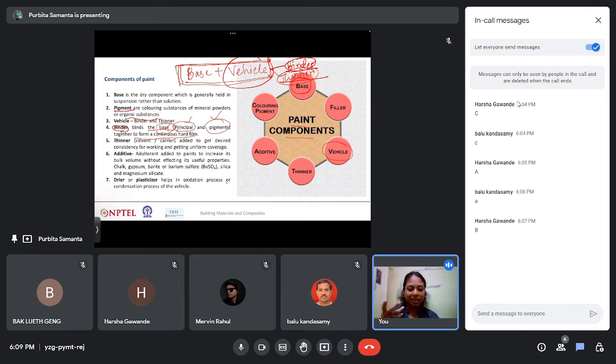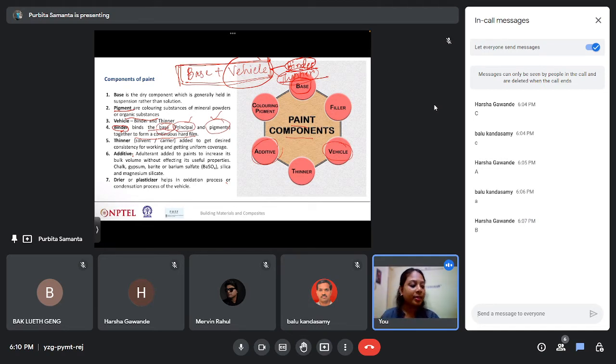Now coming to thinner, it is added to get the desired consistency. Basically it increases the workability. That is what we have again seen in our previous second question. And now coming to additive. Additive is the adulterant. This is added in order to increase the bulk volume without affecting its useful properties. Some examples of these additives are chalk, gypsum, barium sulfate, silica, and magnesium silicate. All these things can be used as an additive.